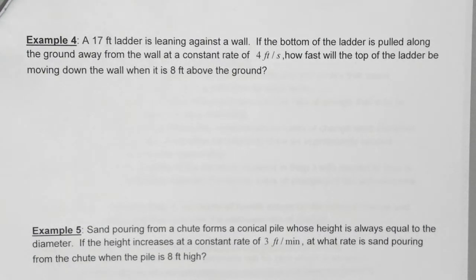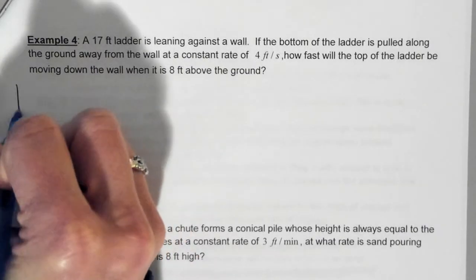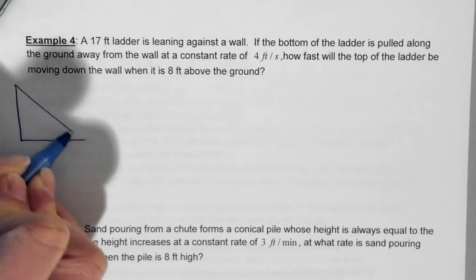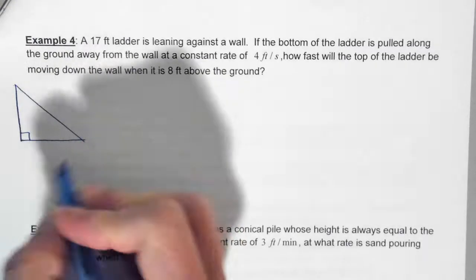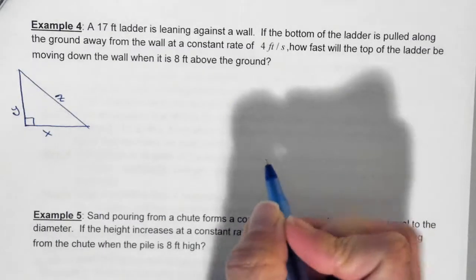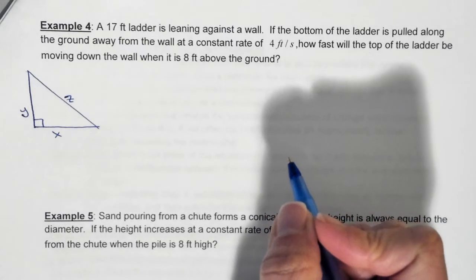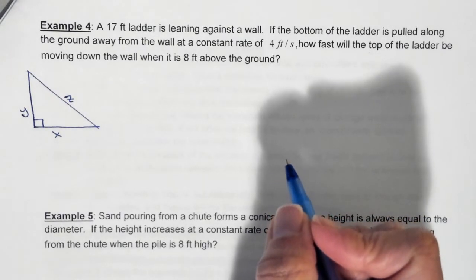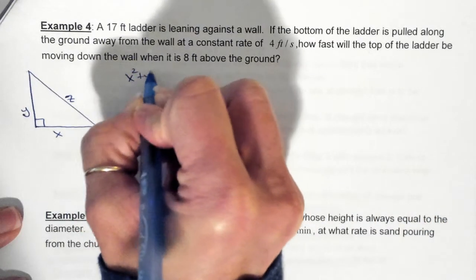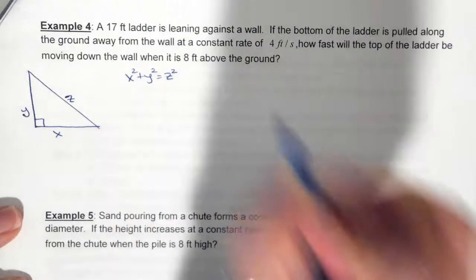But as soon as you see this, a 17-foot ladder is leaning against a wall, what shape should you think of? More specifically, what kind of triangle? Nice. So let's sketch a right triangle here. We're going to use X, Y, and Z. So if I have a right triangle and I need to figure out missing pieces, what can I use? Yep, Pythagorean Theorem. So we've got x squared plus y squared is equal to, like I said, z squared for the hypotenuse.